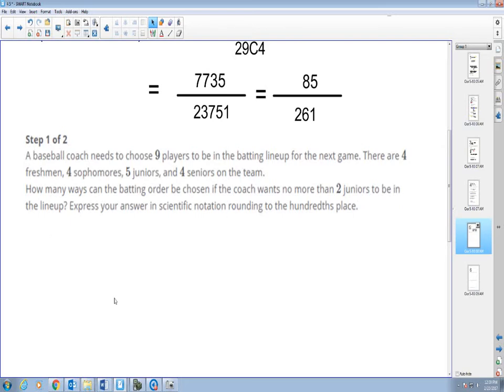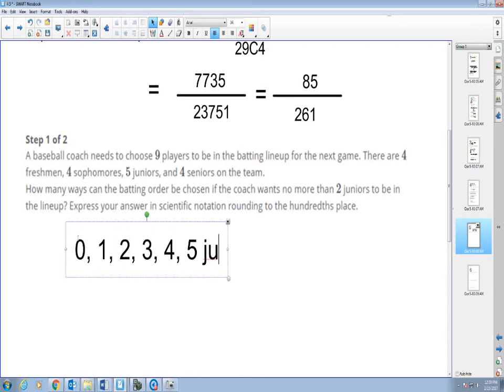Alright, so let's think about the scenario. Juniors, there are 5 of them, so the coach can pick 0 juniors, 1, 2, 3, 4, all the way up to 5 juniors. No more than 2 means what I want is 0 and 1. Excuse me, 0 all the way up to 2. No more than 2, so I don't want 2 or higher. Okay, so there's 3 scenarios.